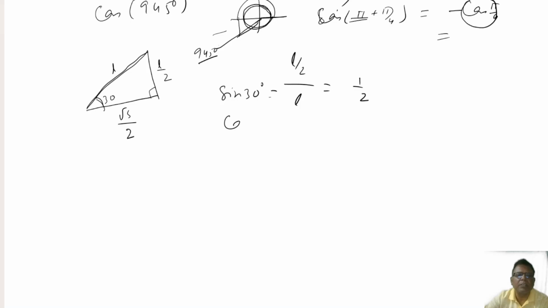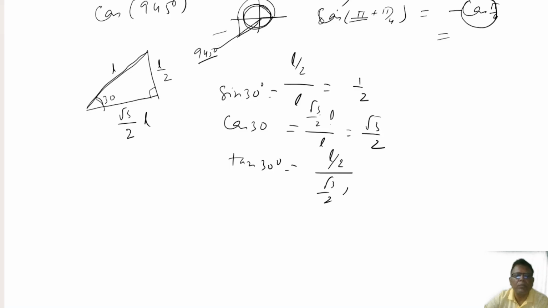What will be the cos 30 degree? Cos 30 degree will be root 3 by 2 L divided by L. So that is equal to root 3 by 2. What will be the tan 30 degree? Tan 30 degree is height by base, so L by 2 divided by root 3 by 2 L.